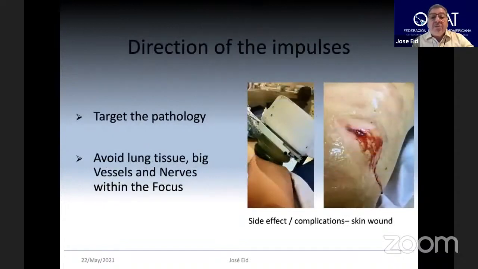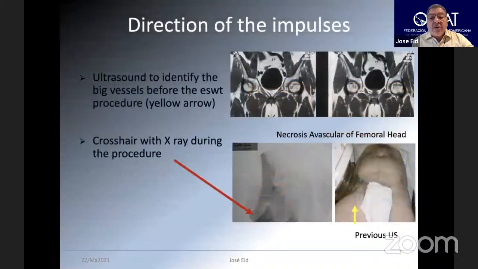The direction of the impulses is important. You should go directly, target the pathology, direct to the point, and you need to avoid lung tissue, big vessels, and nerves within the focus. You see this picture with Daniel, he showed us a complication, as you can see here, and the direction of the impulses. You can use the ultrasound before to avoid big vessels.